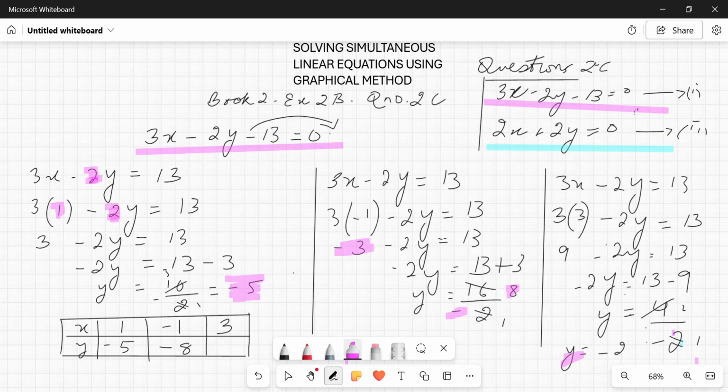Here we have found y is equal to minus 2 when I took 3 here. So you have noticed that when the result is an odd number here, see, this is an odd number, 13, so I am taking the odd x, right?